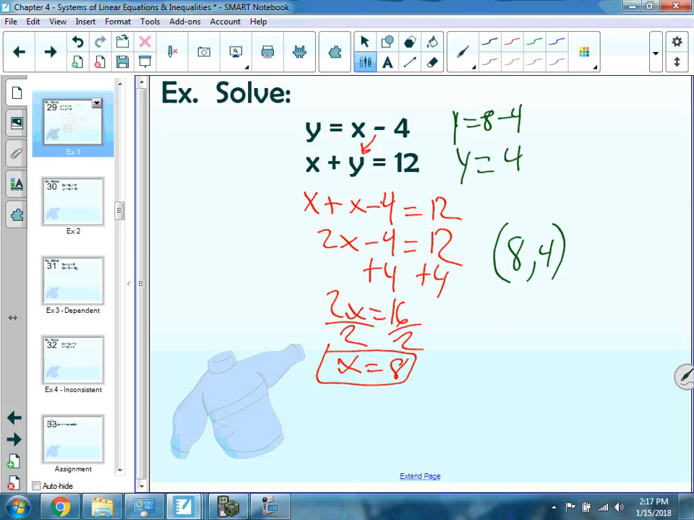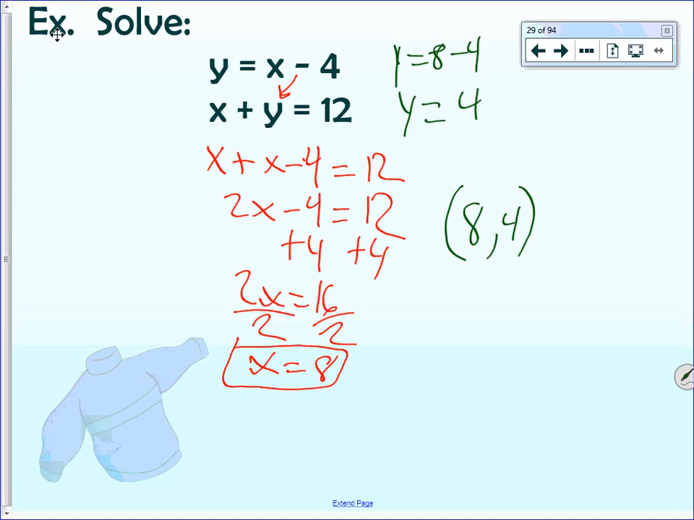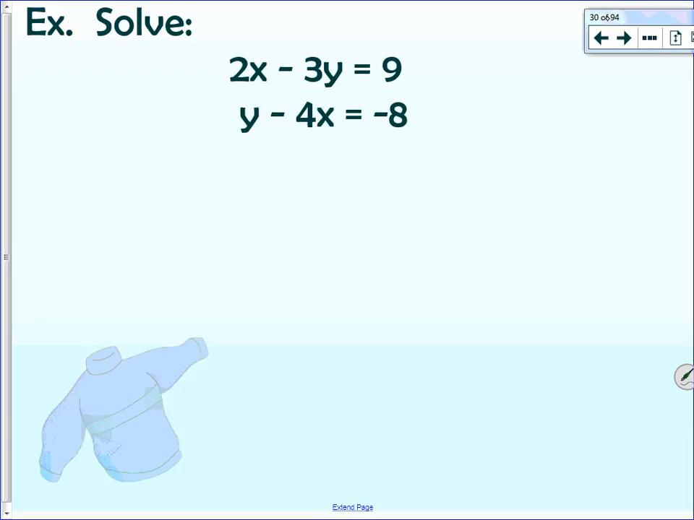Any questions? Any questions? Now, I know it threw you guys for a loop a little bit that it didn't have a number in front of there, but you guys good, or you can handle it? All right, let's take a look at this one.